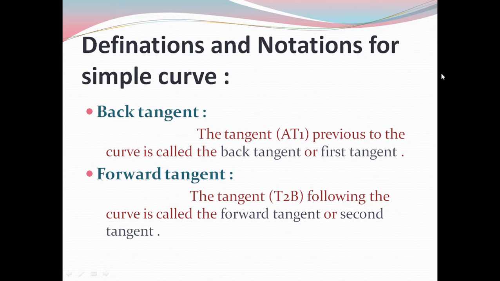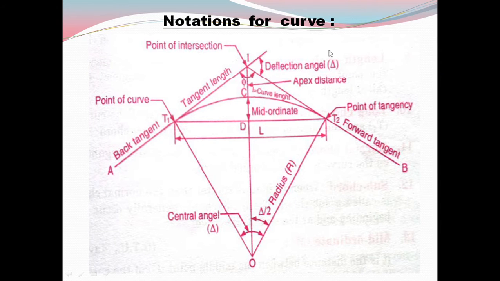Hello students, today I am going to explain the definition and notations for a simple curve. So this is the notation for the curve. There are two tangents, AI and IB. They are called tangents, and also called straights. The curves are always drawn between the two straights, that is AI and IB. So you can see here T1, T2 is a curve which is drawn between the two tangents.